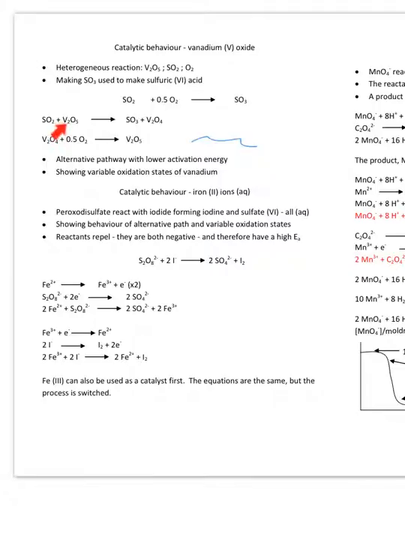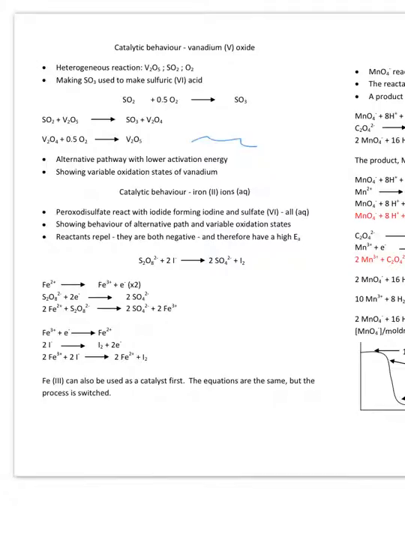So in the first instance, the SO2 reacts with the vanadium(V) oxide, creating SO3 and V2O4. This is now a +4 oxidation state, the V2O4. We then regenerate the catalyst by reacting it with the oxygen. So V2O4 reacts with half O2, making V2O5.